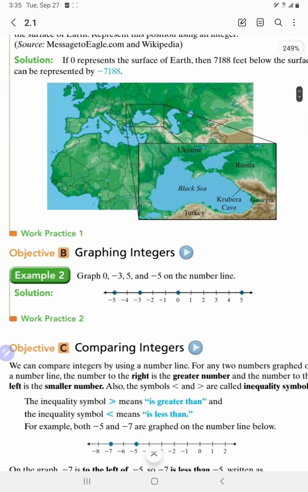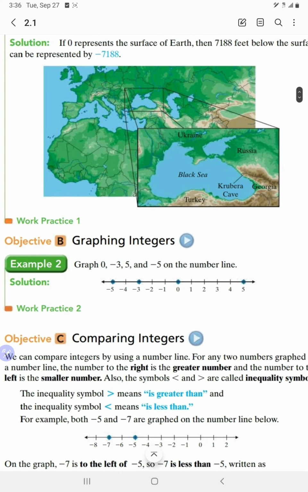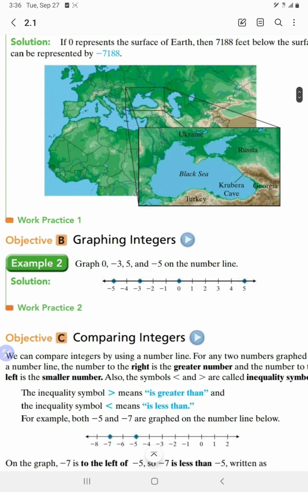Here's an example of graphing integers. If we're going to graph 0, it would be right here. -3 would be over here. This is 5, and this -5 would be right here.